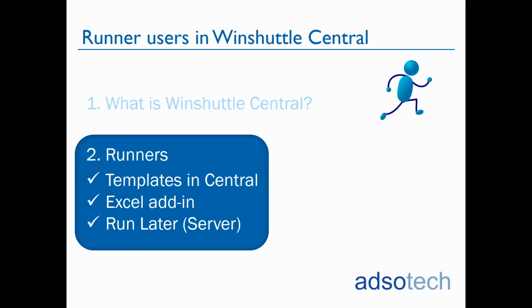All right, let's move on to how to use the library in Central. First, how to download a template from Central, and then how to use the Excel add-in to run the attached script. In case you also have Winshuttle Server, let's take a quick look at the end at how to schedule a run on the server.